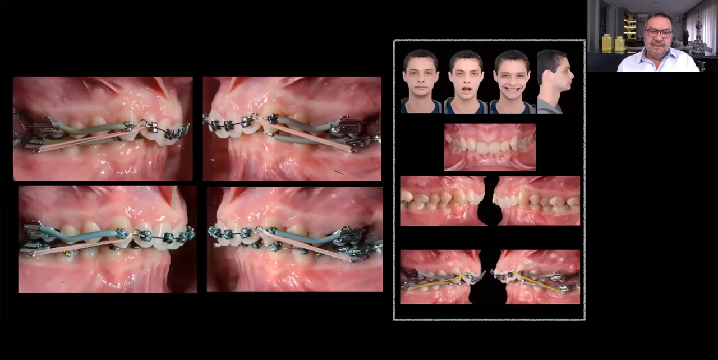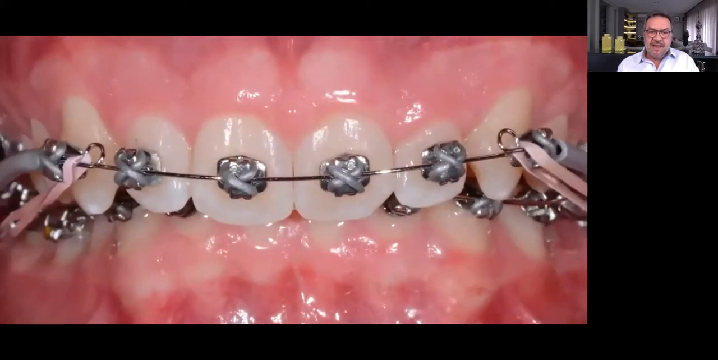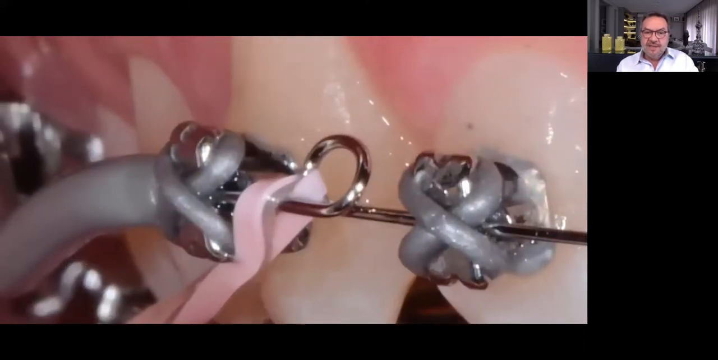Here you can see the ligature. The ligature is like an X to increase the slide of the anterior teeth a little bit more. Can you see here? And the canine is almost all self-ligating bracket.